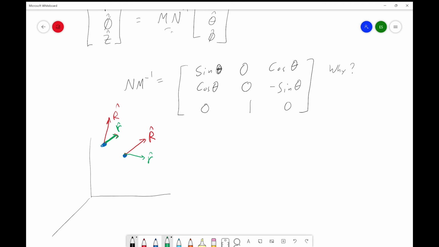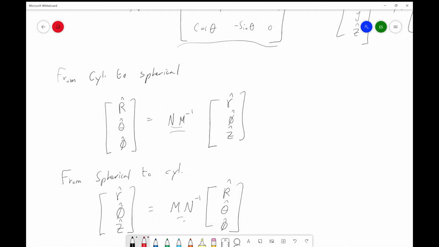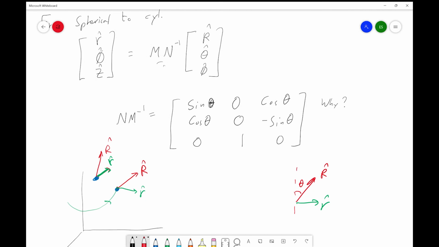Phi is the angle of rotation here, right? So it does not depend on phi. So what does it depend on? Let me draw it from the side, and this is the z-axis. This is theta. So I'm going from cylindrical to spherical, so I want to write r capital hat in terms of r small hat, right? R capital is going to be the projection of r small onto r, which is going to be sine theta in this case.